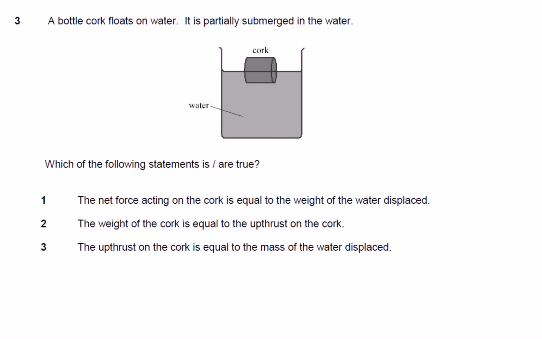Okay, so the first thing we need to realise is that if this is just floating on the water, then we've got a couple of forces, and they will be the object's weight, I'm going to call that mg, and we've got the upthrust from the buoyancy in the water. And we need to be able to state Archimedes' principle, which tells us that the upthrust is equal to the weight of the fluid that's being displaced.